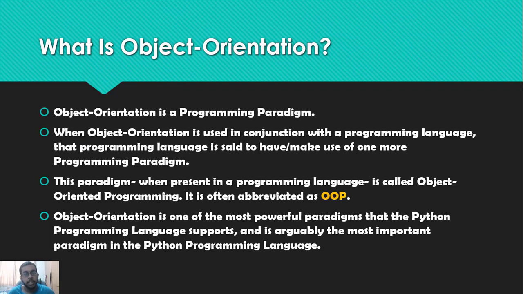What is object orientation? Object orientation is a programming paradigm. When object orientation is used in conjunction with a programming language, that programming language is said to have or make use of one more programming paradigm. This paradigm, when present in a programming language, is called object-oriented programming. It is often abbreviated as OOP. Object orientation is one of the most powerful paradigms that the Python programming language supports and is arguably the most important paradigm in the programming language called Python.